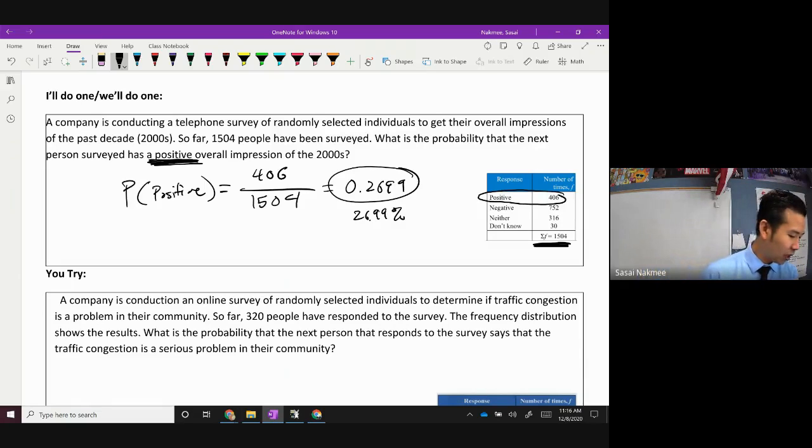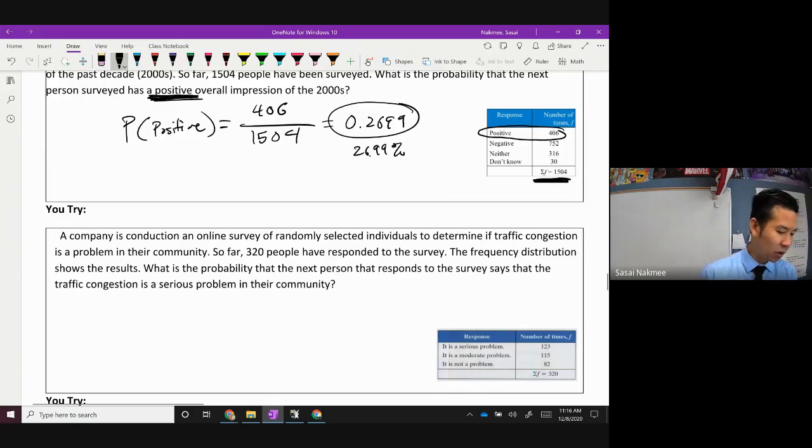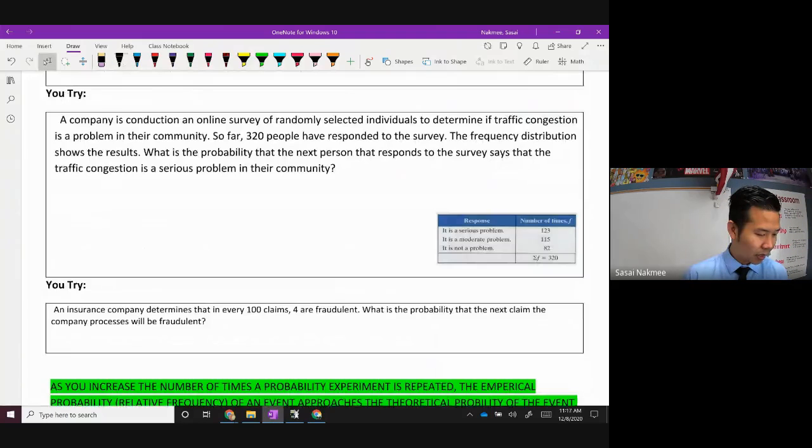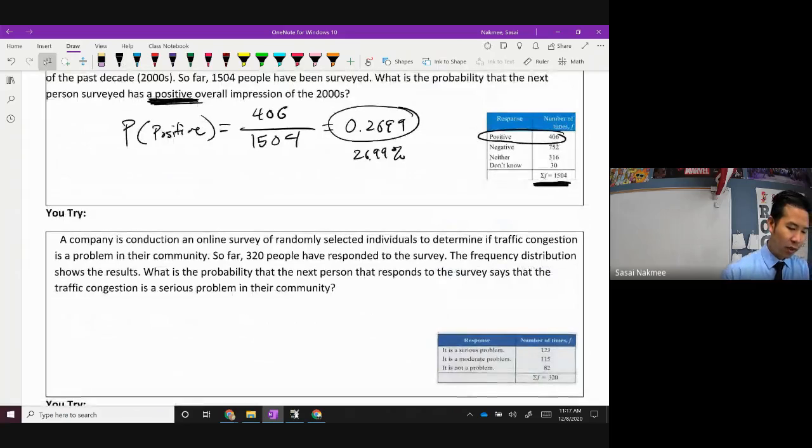You guys try this one for the next one. Do these next two real quick. Actually, just do this next one real quick. Just do this, you try. This one right here, using this table right here. A company is conducting an online survey of randomly selected individuals to determine if traffic congestion is a problem in their community. So far, 320 people have responded to the survey.